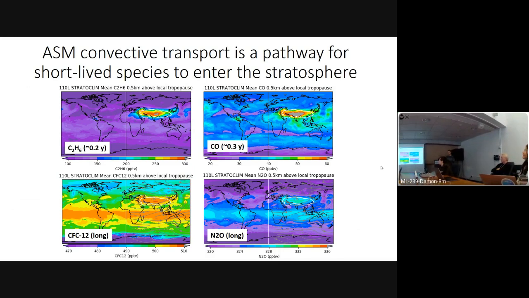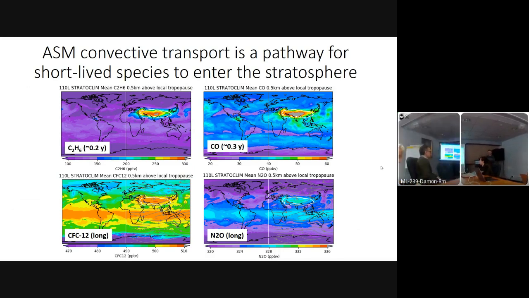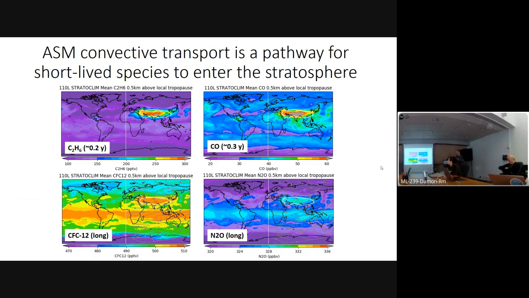And the two species on the bottom have essentially indefinite tropospheric lifetimes, CFC-12 and N2O. You can see that the monsoon still shows up as a highlight, but really these maps are essentially just showing all the places where air from the troposphere is rising into the stratosphere, because these species are pretty well mixed in the troposphere.